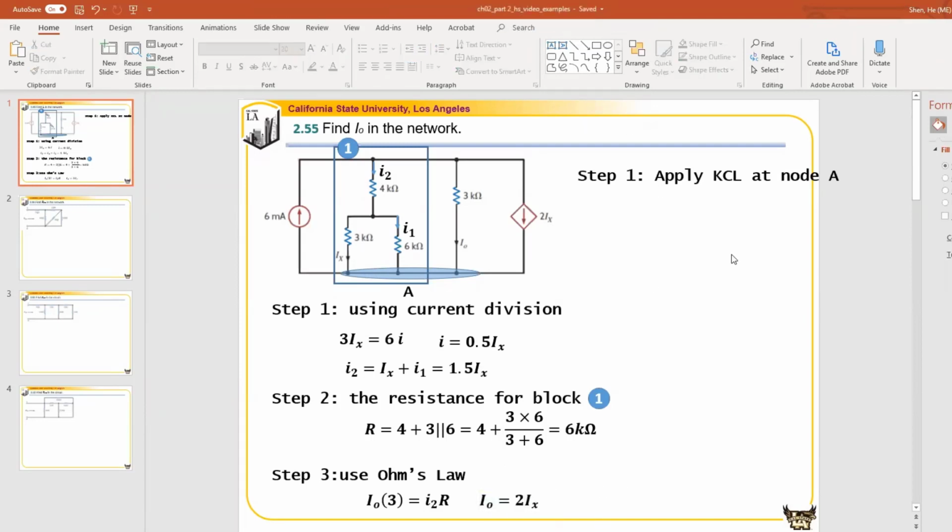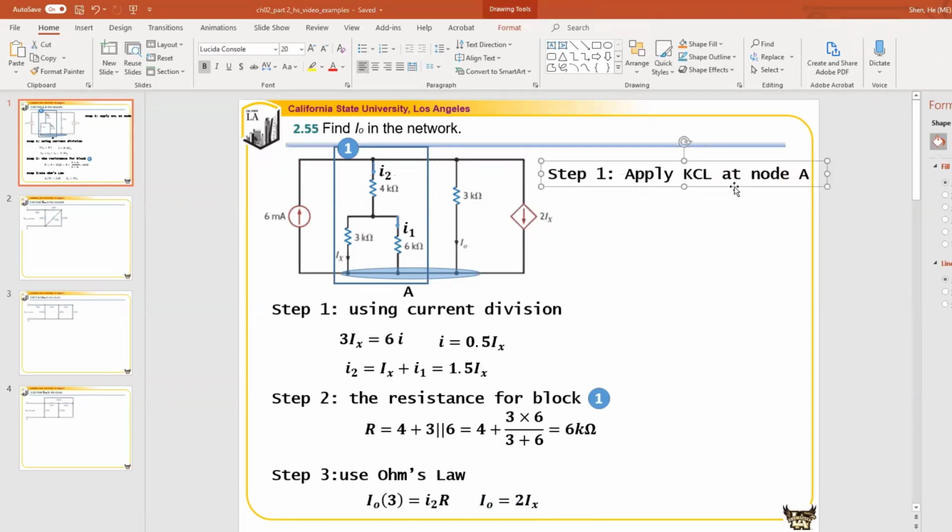We found one relationship already. But to solve the two unknowns, we need two equations. So the second equation will come from step 4. We're going to write an additional equation about this node A. You can define your node A over here as well, so it doesn't really matter. If you do it on the top, that may be a little bit easier because you have only one branch over here, but now you have 2 branches. So we write a KCL equation about this node.